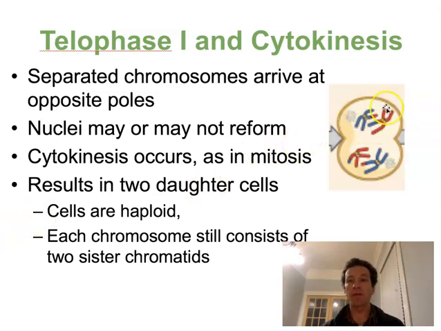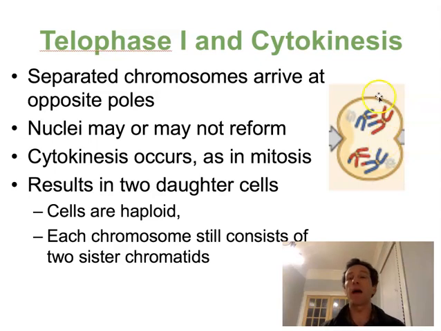Telophase I is going to vary a little bit. Sometimes we will get reformation of the nuclear envelope around each of these 2 new nuclei. Sometimes that nuclear envelope will not reform and the cell will go on to prophase II. Cytokinesis will occur. So we will go from having one cell, and you can see the cleavage furrow forming here, and this will separate into 2 different cells.